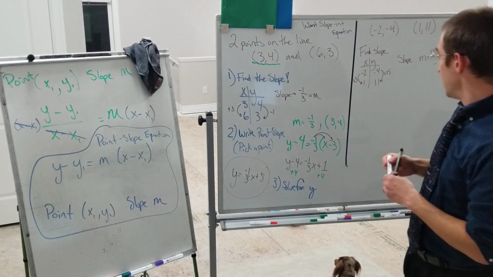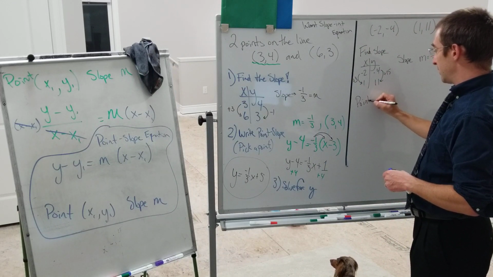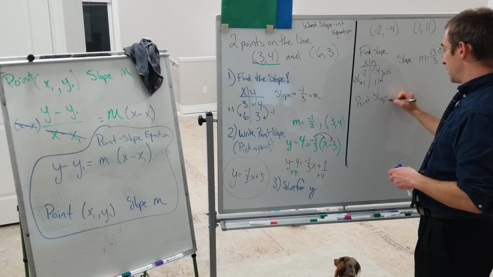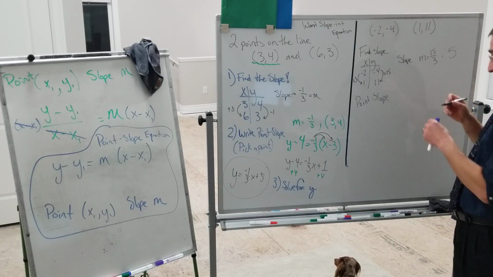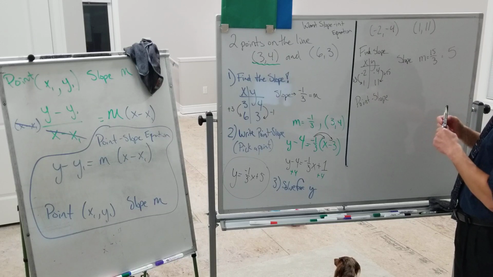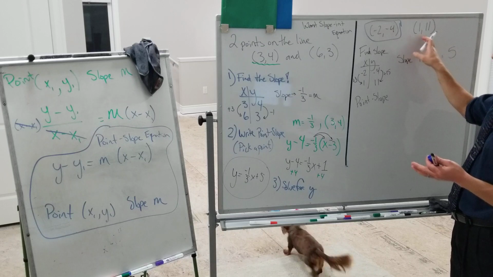Boom, found the slope. Step 2, we're going to write the point slope equation. And we got to pick one of these points. I'm going to pick this point because it has smaller numbers. Doesn't matter, you can pick this one.